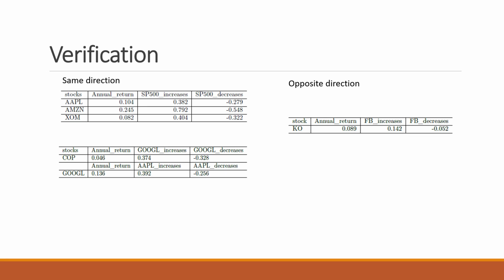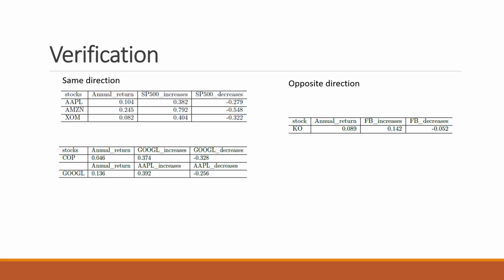And this works within stocks too. If we choose two other stocks, for example COP, the annual return of the stock is 4.6%, and Google is pointing in the same direction as the COP stock. When the Google stock increases, the COP stock's rate of return increases from 4.6% to 37.4%. And when the Google stock decreases, the ConocoPhillips stock also decreases by 32.8%.